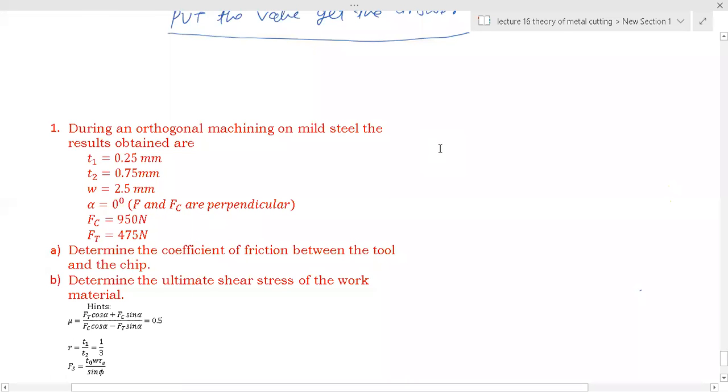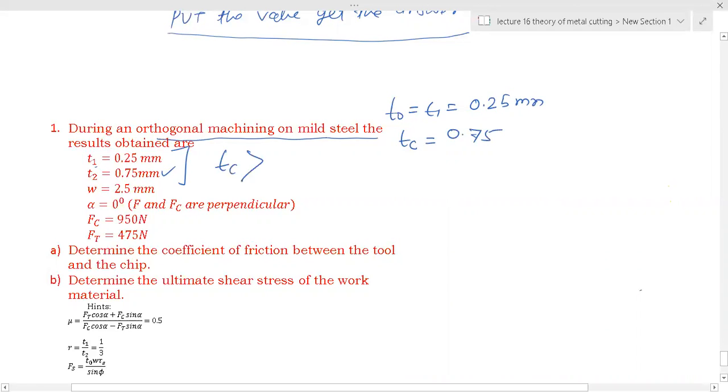So this is our question. This is problem number 1. During an orthogonal cutting machining operation of mild steel, the following data were given. T naught, that is T1, is equal to 25 mm. Chip thickness T2, that is your T chip, is equal to 0.75. If you are not clear, chip thickness will always be greater than uncut thickness. Then width of the cut is 2.5 mm. Then alpha is 0 degree.